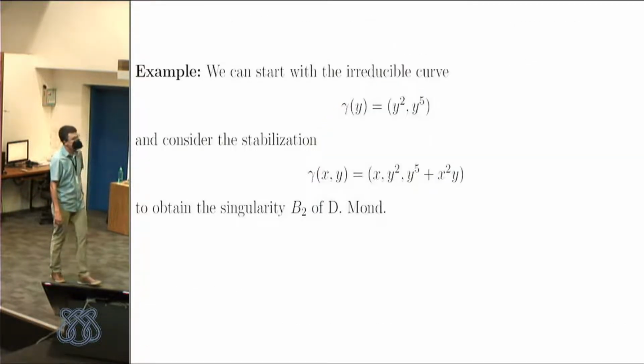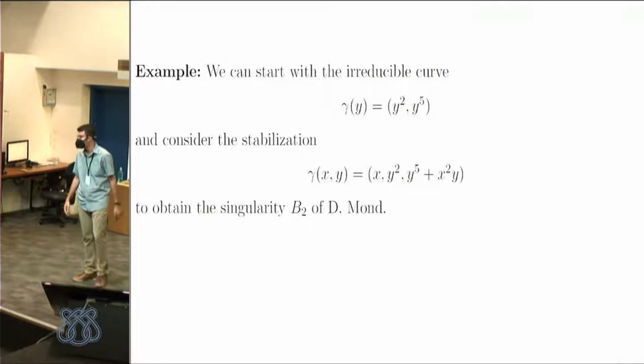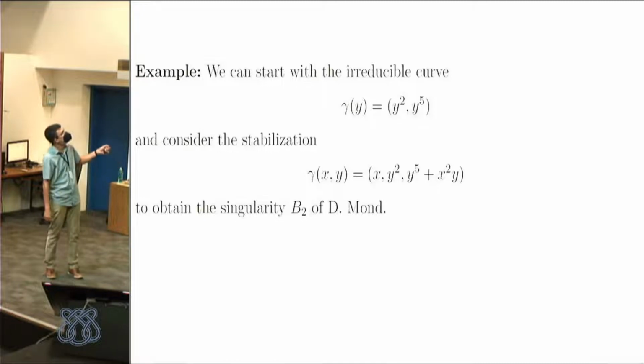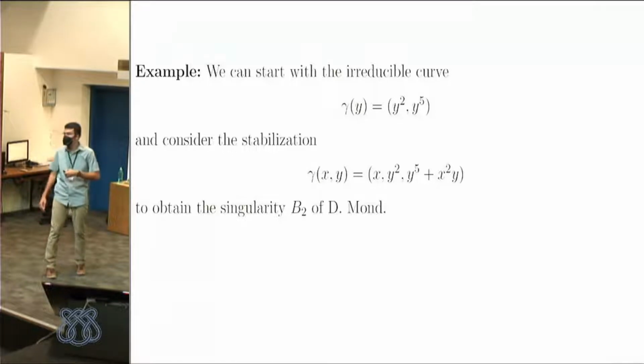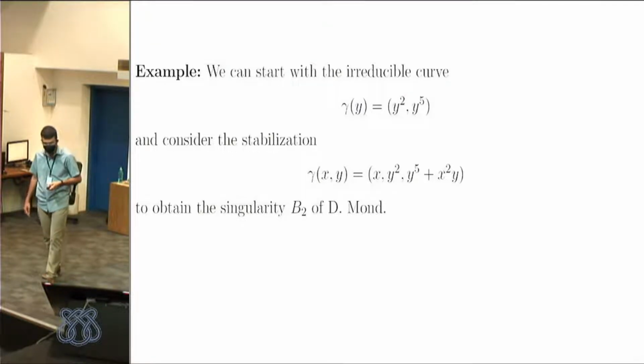And so an example to make this more clear, we can start just with a plane curve, like this one here. This is (y², y⁵). Now we can consider a stabilization of this curve. And you have the B2 singularity of the mode. Okay.